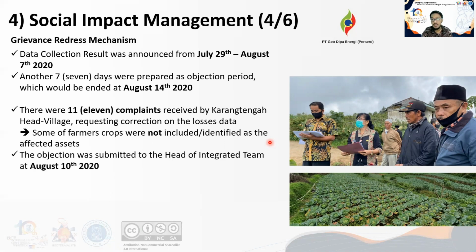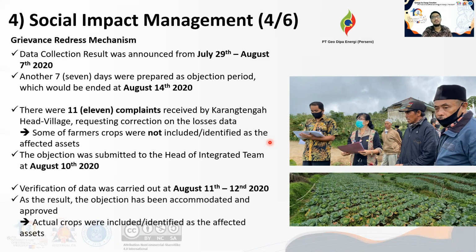The objection was then submitted to the head of the integrated team on August 10th. On the next days, August 11th and 12th, the verification of data was carried out. As the result, the objection has been accommodated and approved. The actual crops now were identified as affected assets and are calculated in the compensation value.